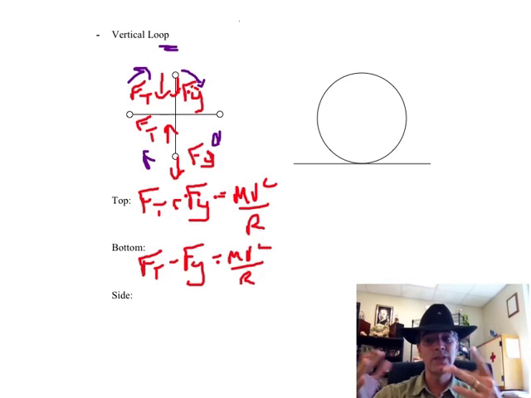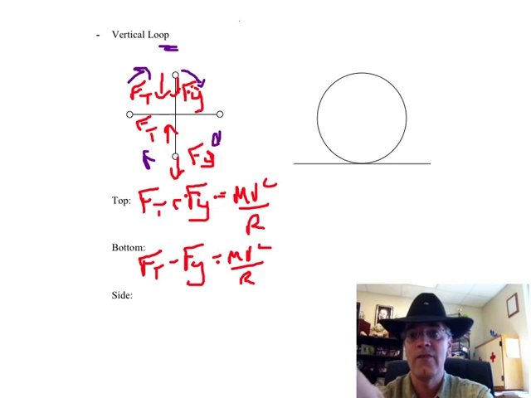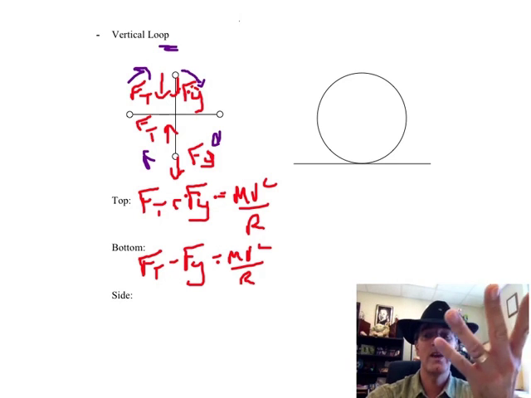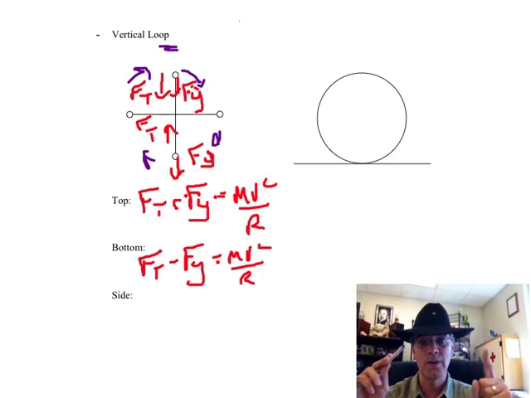So a lot of times in these problems, they will say it goes at a constant speed all the way around, and they'll ask you which one has a higher tension. And you can look at this pretty easily and see, if I take the top one, I'd subtract g to the other side. That makes it smaller than mv squared over r. Do the bottom one, I take gravity, put it to the other side. It's greater than mv squared over r, so my tension always has to be bigger at the bottom of a vertical circle.